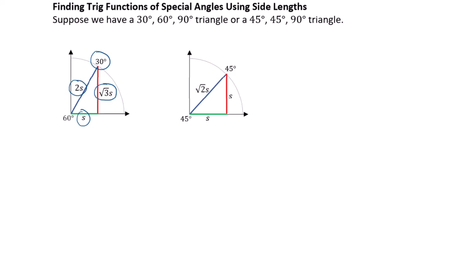If we have a 45, 45, 90 triangle, then whatever size this side is, those are going to be equal, and the hypotenuse will always be the square root of 2 times whatever the size of the legs are. So let's say if this S was 5, then this would also be 5, and the hypotenuse would be 5 times the square root of 2.